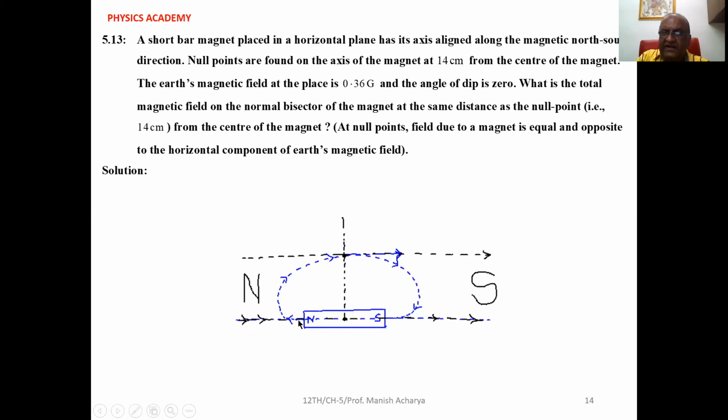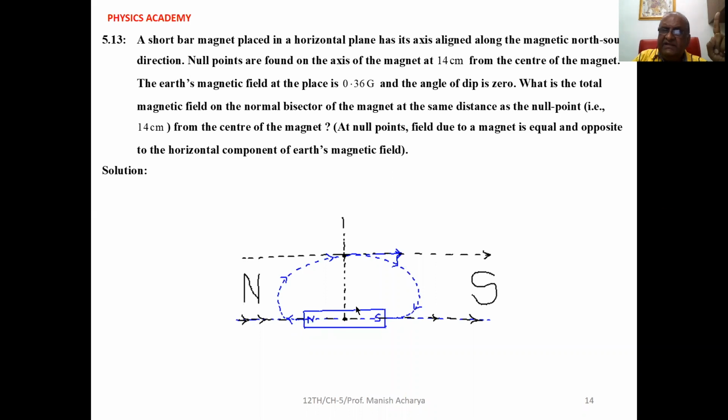An external field that is in the opposite direction, then and only then you will get the null point on the axis of the bar magnet. Clear this concept? Here, if the north pole of the magnet is towards the north of the external field and the south of the magnet is towards the south of the external magnetic field, then and only then the null point will be on the axis. And on the equatorial line, you will never get the null point.